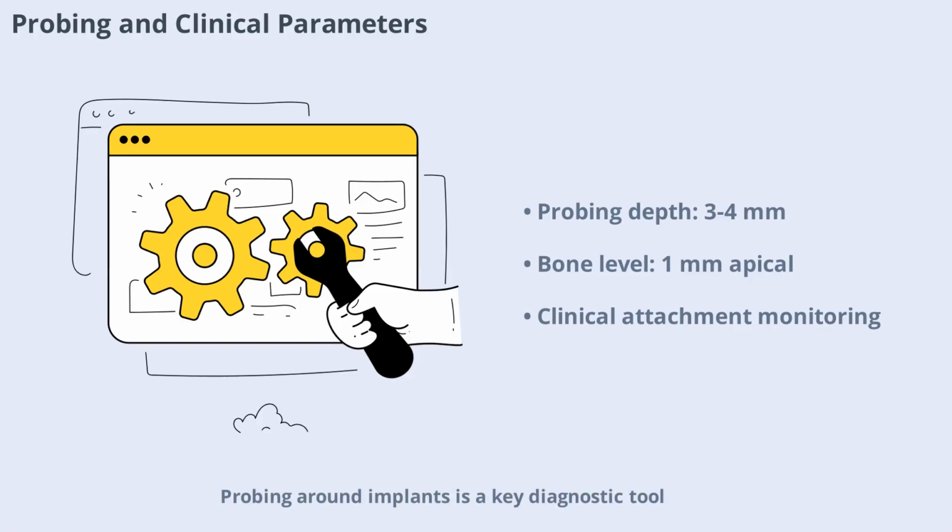Probing around implants is a key diagnostic tool. Successful implants typically allow penetration of about 3 to 4 millimeters, with the bone level expected to be roughly 1 millimeter apical to the probe tip. Monitoring probing depth and clinical attachment levels provides valuable information about the health of the implant and surrounding tissues. These measurements help detect early signs of peri-implantitis and guide treatment decisions.